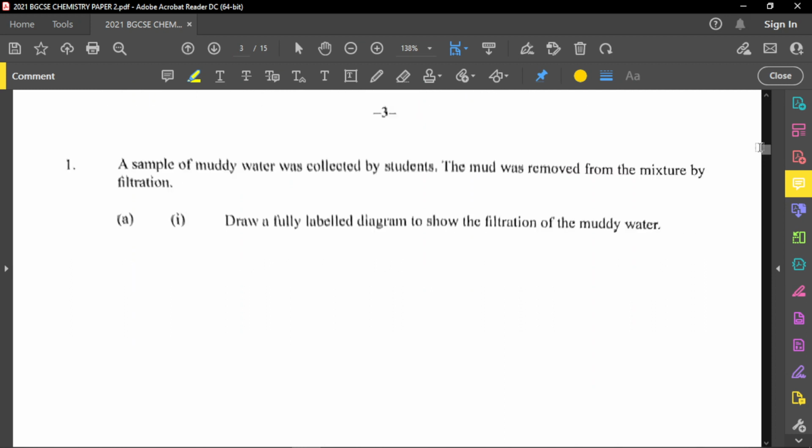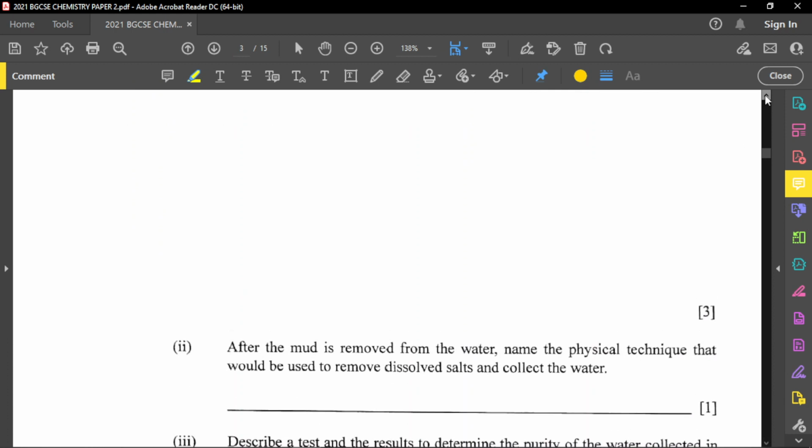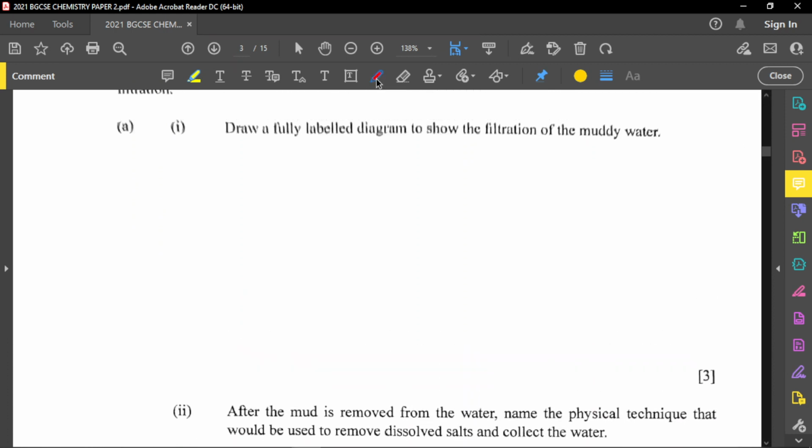Question number 1 states that a sample of muddy water was collected by students. The mud was removed from the mixture by filtration. Draw a fully labeled diagram to show the filtration of the muddy water. I'm going to see how quick I can do this. The first thing you're going to draw is your funnel. So let's draw our funnel.